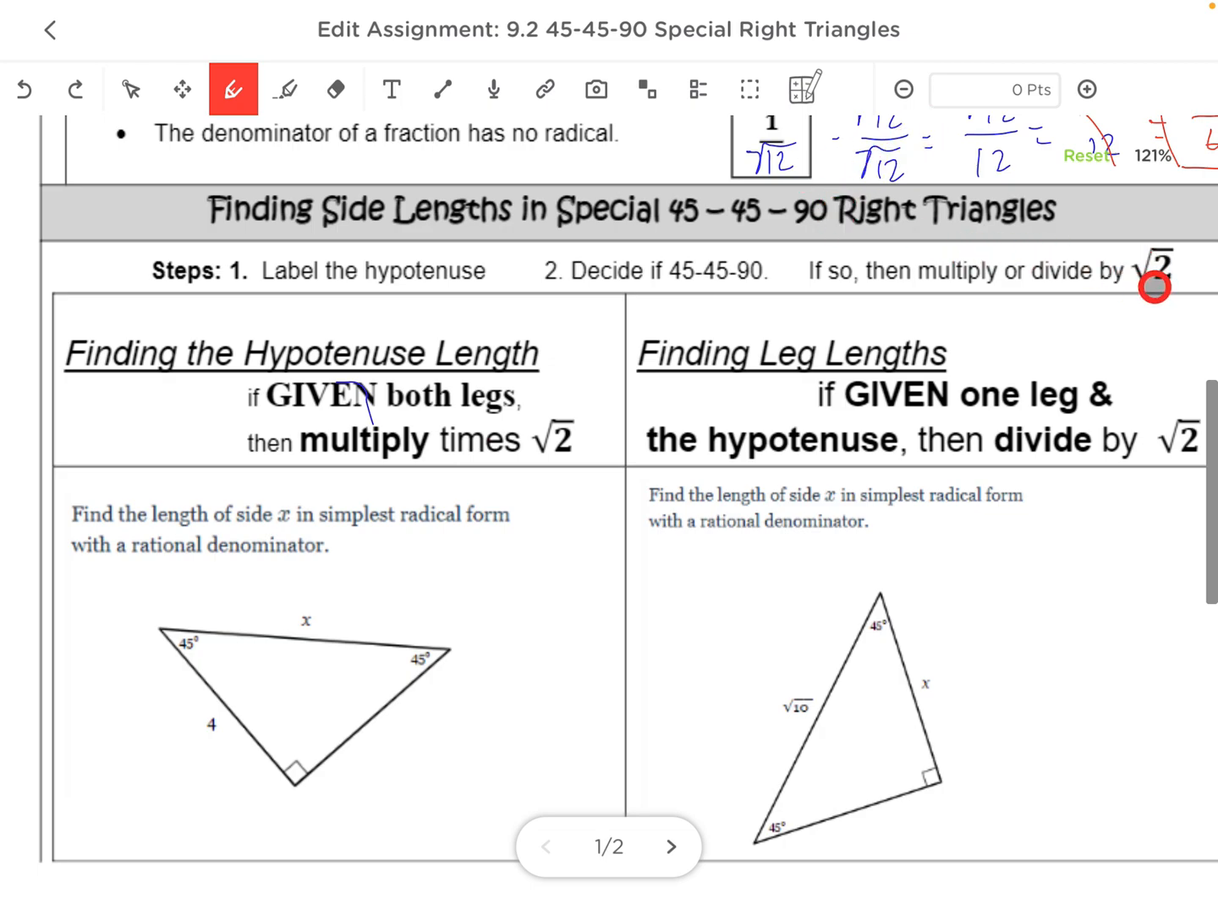as far as the square root of 2. Okay, so the first thing we're going to do is label the hypotenuse. So I look over here, and I see my 90-degree angle. I'll go right across to the middle of the other one. I'm going to label that one H for my hypotenuse.